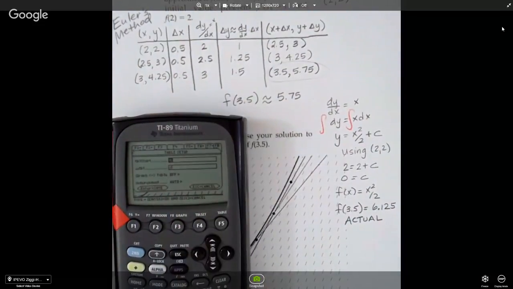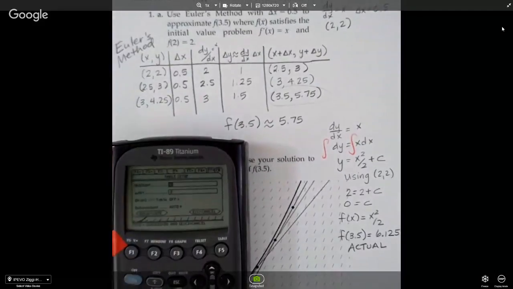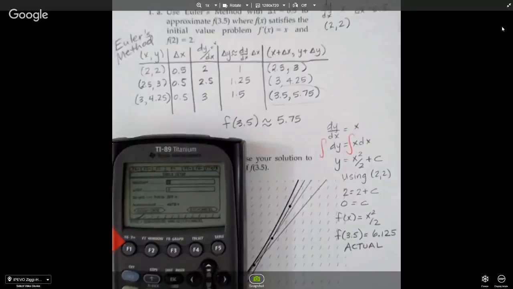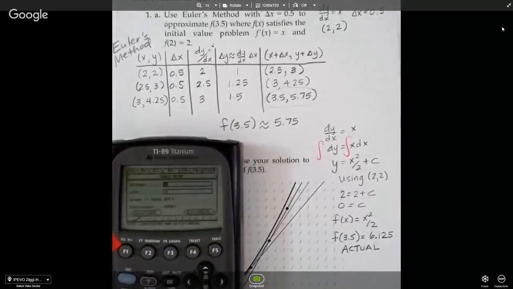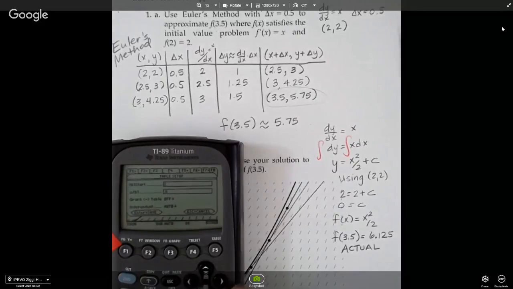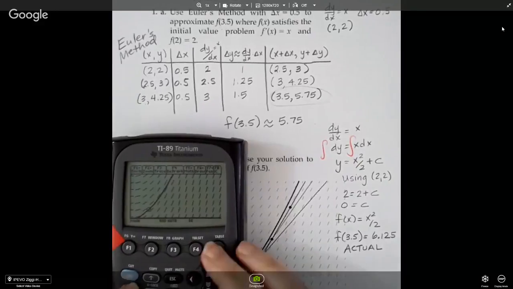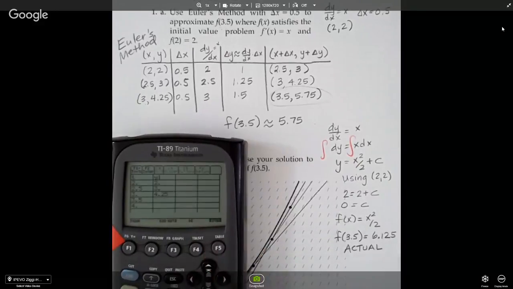And where do we want our table to start? We want our table to start at 2, because that's what our initial value was. So we're going to put 2 there. And I want my table to be in increments of 0.5. And then I want to press enter. And then I'm going to go look at the table, second table.